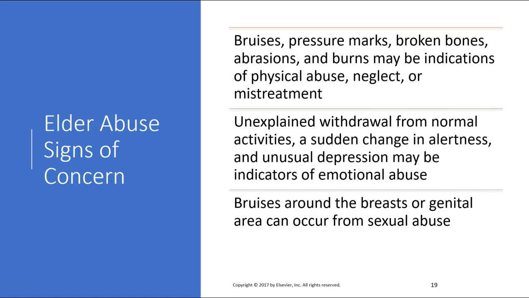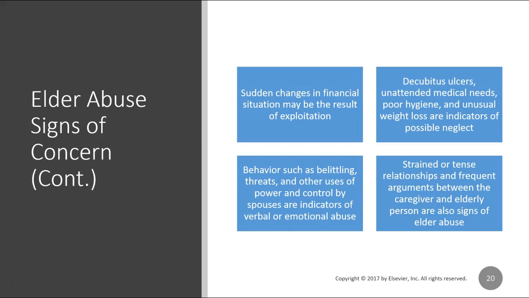All right, so elder abuse, and we're looking for bruises, pressure marks, broken bones, abrasions, or burns that may indicate physical abuse, neglect, or mistreatment. Unexplained withdrawal from normal activities, sudden changes in alertness, or an unusual depression may be indicators of emotional abuse. Bruises around the breast or genital areas can occur from sexual abuse. Sudden changes in financial situation may be the result of elder abuse. Decubitus ulcers from unattended medical needs, poor hygiene, and unusual weight loss are indicators of possible neglect.